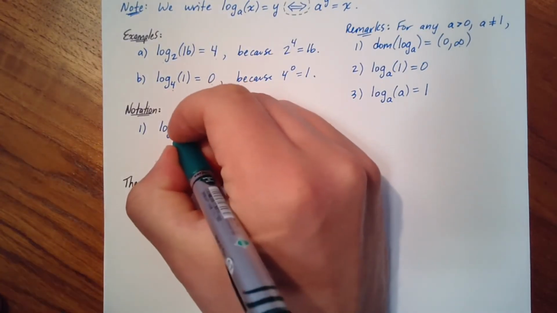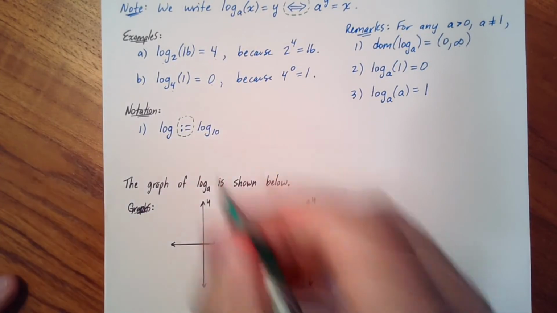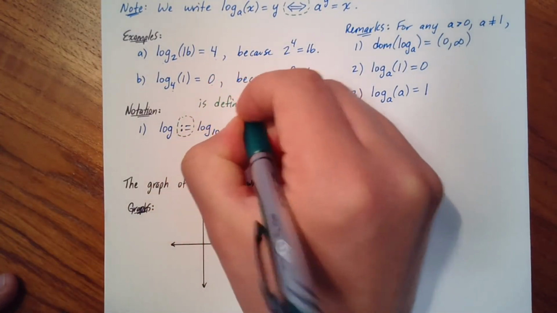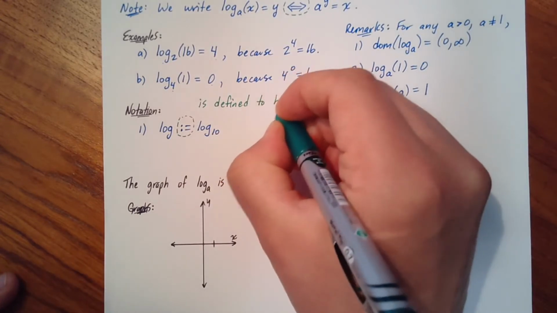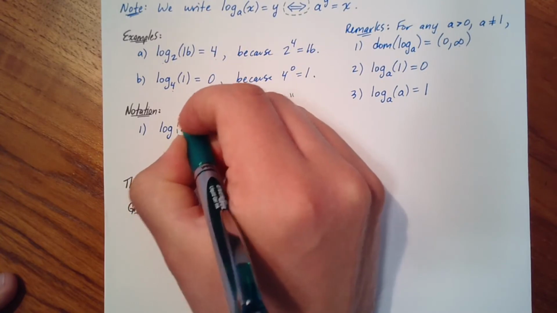This is another piece of notation that's going to come up a lot in this course, and you might see it in other courses as well. So this means is defined as, or is defined to be. Either is fine, right? So that's what that notation means.